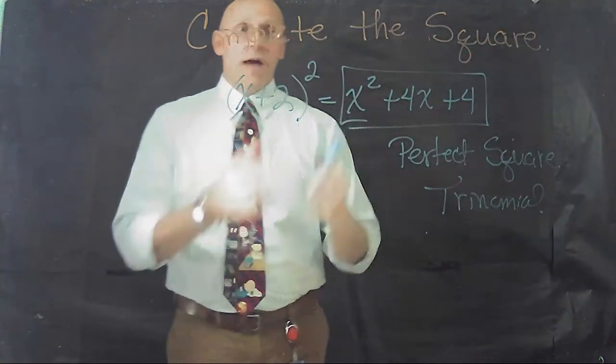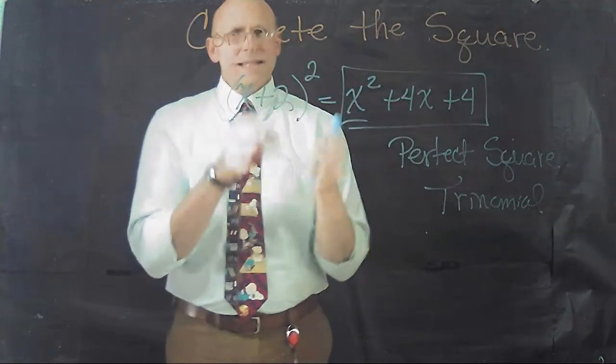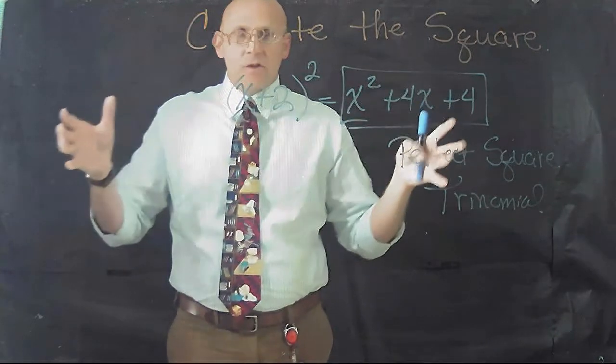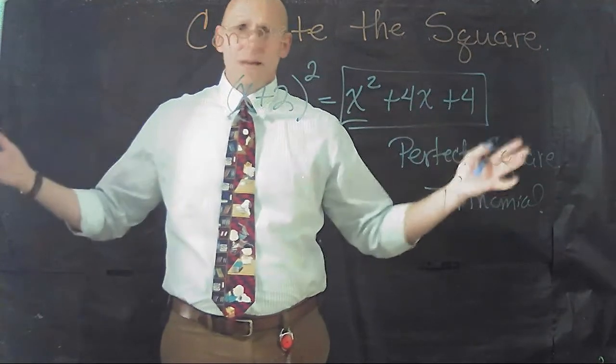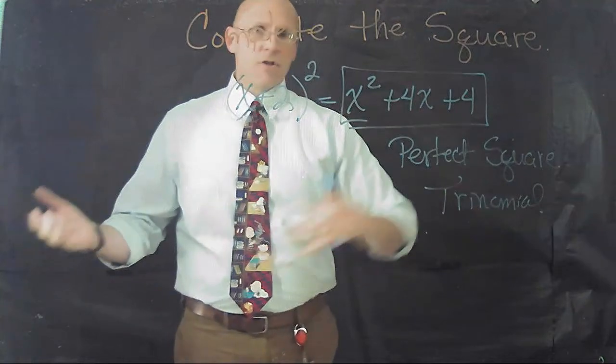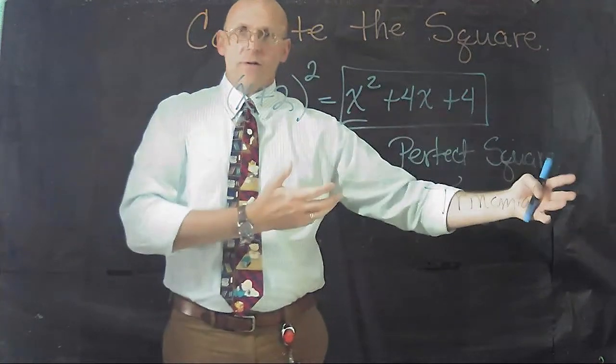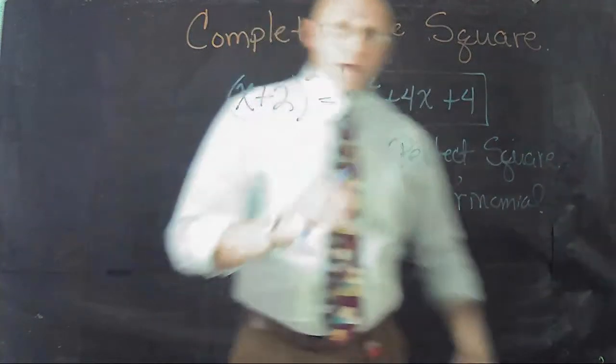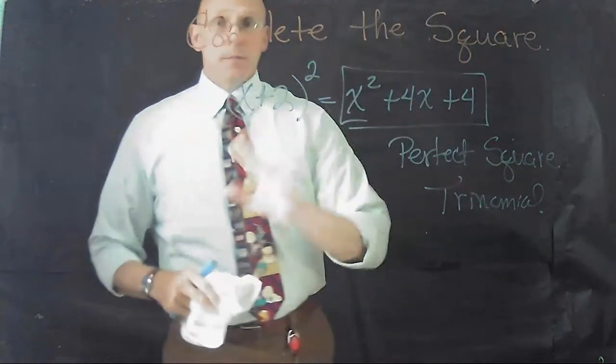What we want to be able to do today is take quadratics that may not be factorable and somehow make them factorable. And you're thinking, whoa, what? Make them factorable? If you can't factor them, how can you change them to make them able to be factored? Well, that's our goal today. We're going to do this thing called completing the square.